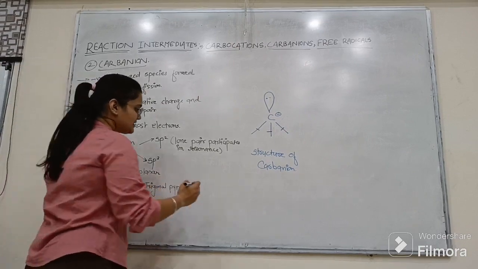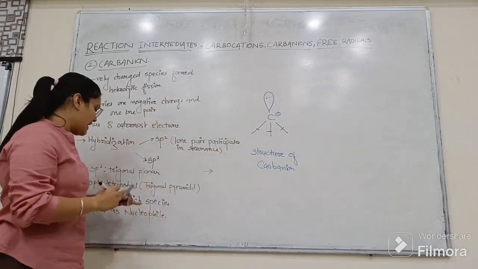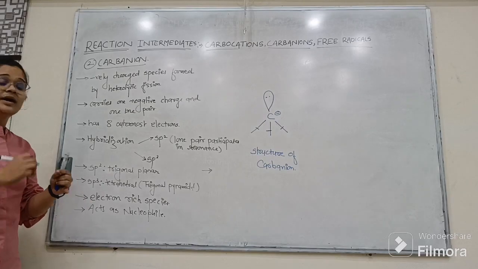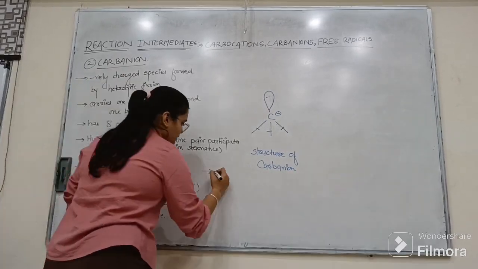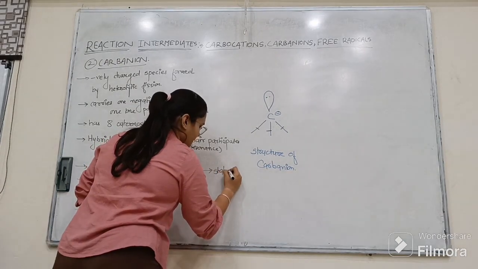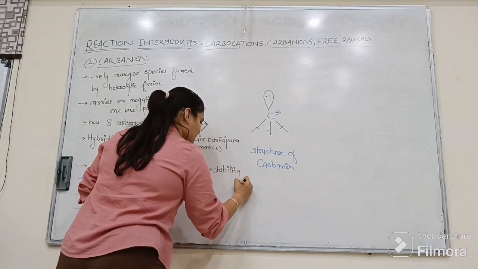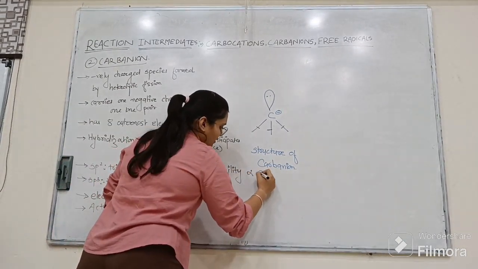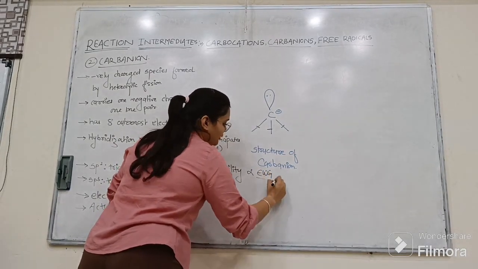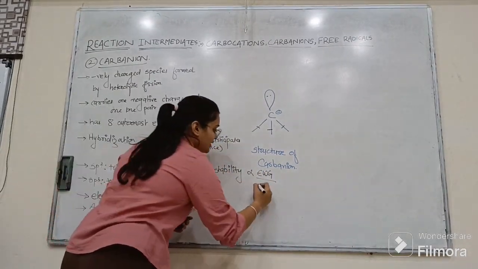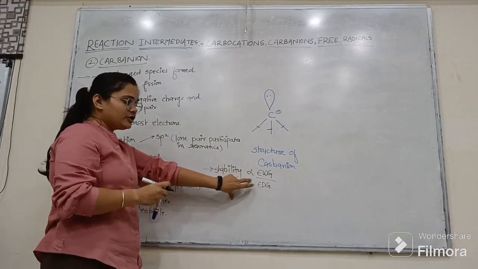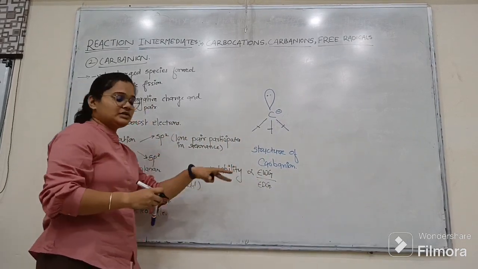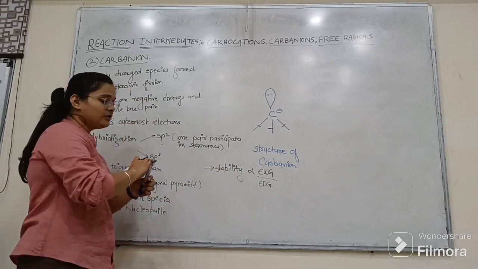Furthermore, let's discuss the stability. As it is electron rich, its stability is directly proportional to the electron withdrawing groups and inversely proportional to the electron donating groups. The examples of electron withdrawing and electron donating groups we have discussed in the case of carbocations.